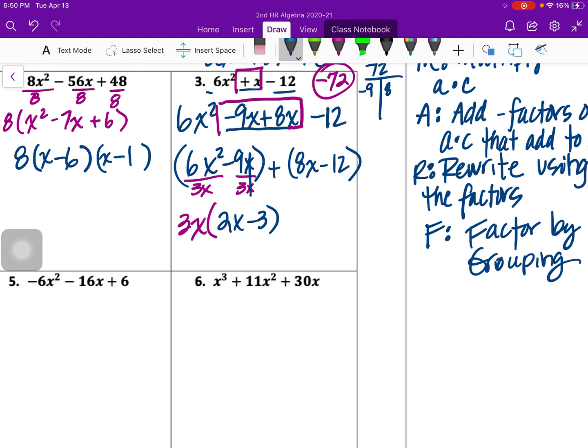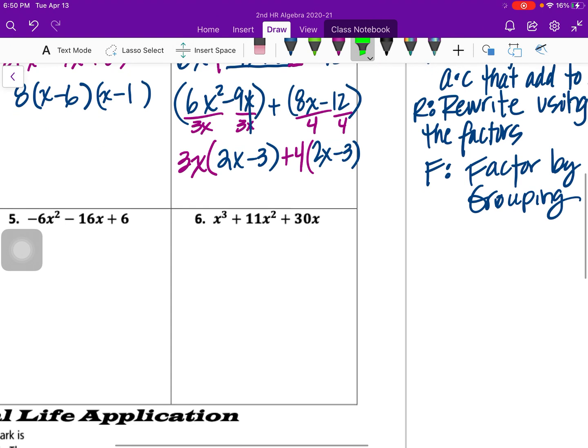Okay, let's look at our next binomial. So we have 8x minus 12. It looks like the greatest common factor there is 4. So I'm going to factor out a 4 from each of these terms. So we're taking out a positive 4. 8 divided by 4 is 2x, and then negative 12 divided by 4 is negative 3. So hopefully you can see, when you look at what's left, can you see that what's inside the parentheses is the same?